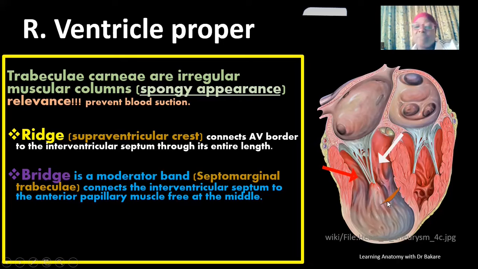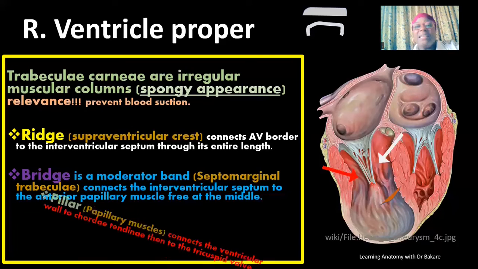So this is another form of transformation. If you look at the configuration up here, this is how it is formed. You see it connecting at one end to the anterior papillary muscle and the other end to the interventricular septum, while in the middle, it appears to be free. And that is why it is called a bridge. This moderator band, which is also referred to as the septomarginal trabeculae, presents this kind of configuration. Then the last kind of configuration that is presented by the trabecular canal is the pillar.